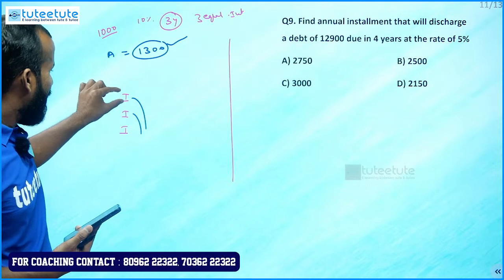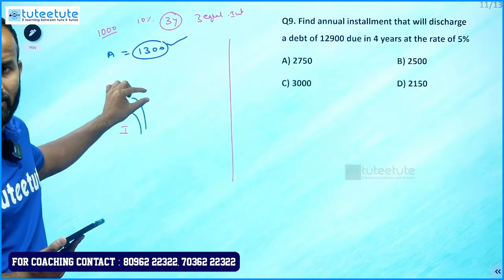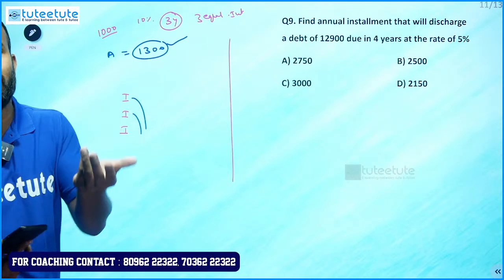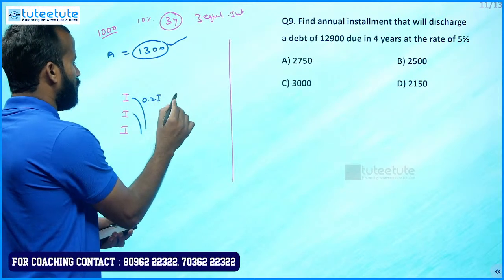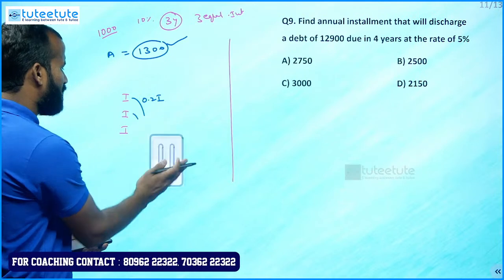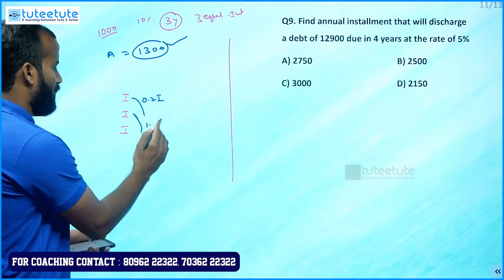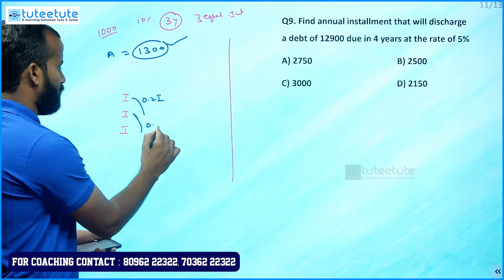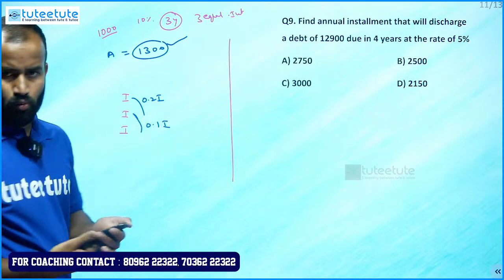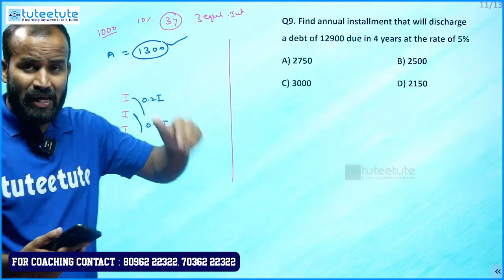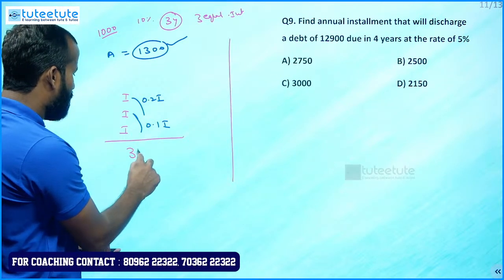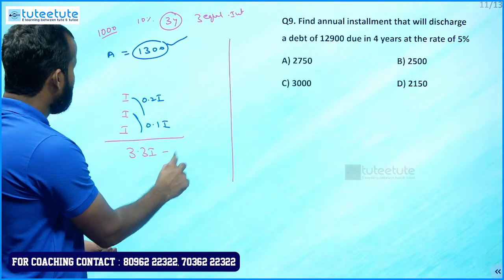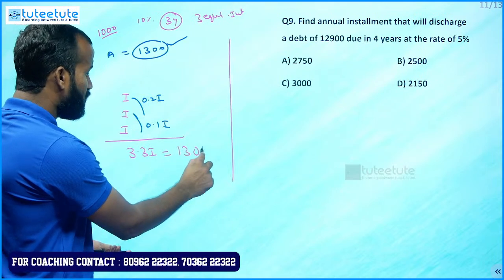So for this, 10%, 2 years means 20%, so 0.2I. Here 10% only, okay? 1.1I, 0.1I. For this 1 year, for this 2 years, why? Because I paid 2 years before. So this is I. Total, you are going to get 3.3I. This is equal to 1,300. We have to equate.